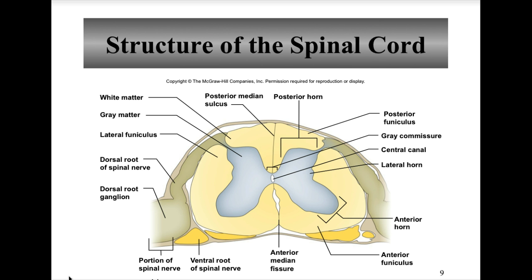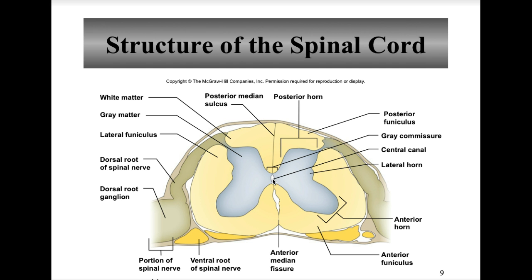Looking at the structure of the spinal cord, this is the cross-sectional structure. You see the gray matter or butterfly, that is bundles of interneuron cell bodies: posterior dorsal horns, lateral horns, and anterior ventral horns. Here you can see the gray matter. Here would be the lateral horn, anterior horn, posterior horn. And this is the gray commissure right in here. And there would be your central canal.